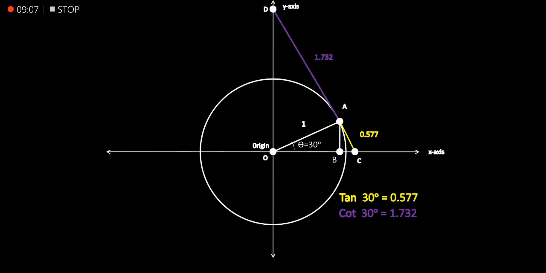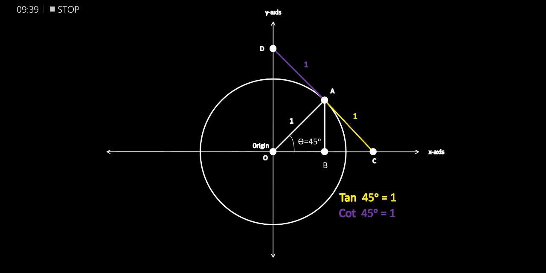In this figure, the length of yellow line is increased to 0.577 and length of purple line is reduced to 1.732. The yellow line is the representative line of tan of angle. So tan of 30 degree is equal to length of yellow line, which is equal to 0.577. And purple line is the representative line of cot of angle. So cot of 30 degree is equal to length of purple line, which is 1.732.